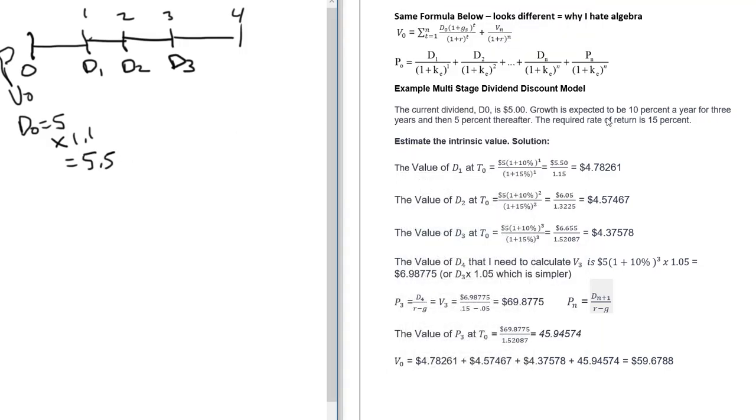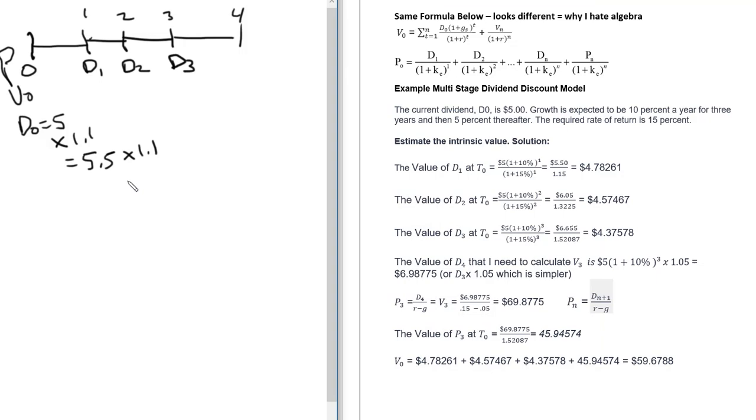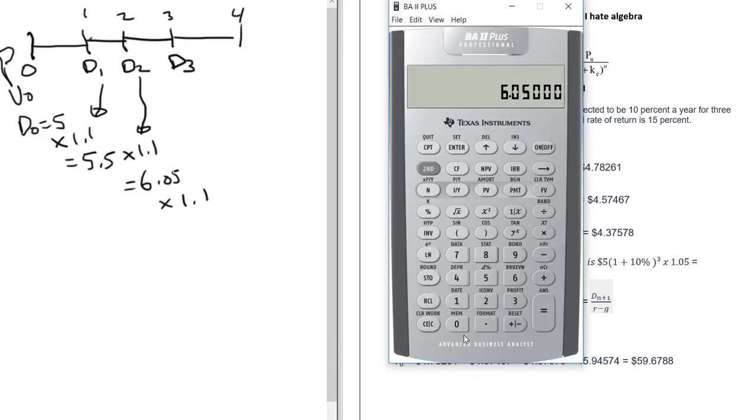And so reading the question, growth is expected to be 10% a year for 3 years. So for the second year, we're going to multiply that by 1.1 again. And so bring up the calculator, 5.50 times 1.1. Our D2 is going to be $6.05, okay? So D2 is 6.05. I know someone likes to do their numbers in rows, and I'm using columns. D2 is 6.05. We're going to multiply that by 1.1 to get our D3. Okay, so multiply that by 1.1, and we've got our D3, 6.655.